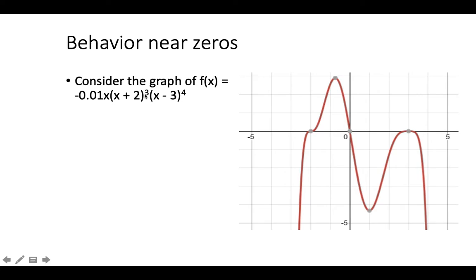4, then 3, 4 and 3, we have 7, plus 1 equals 8. Total 8. That means we have x to the power 8 maximum, or the degree of this function is x to the power 8. Then we have a minus here.